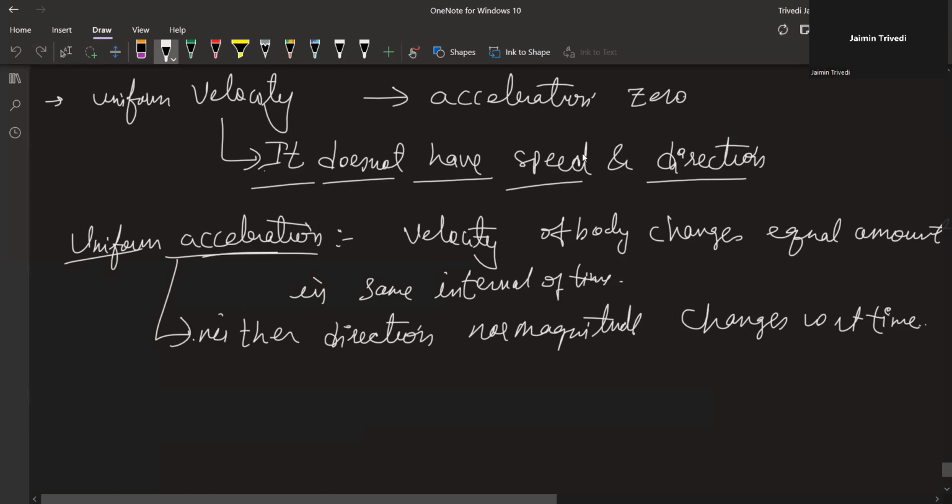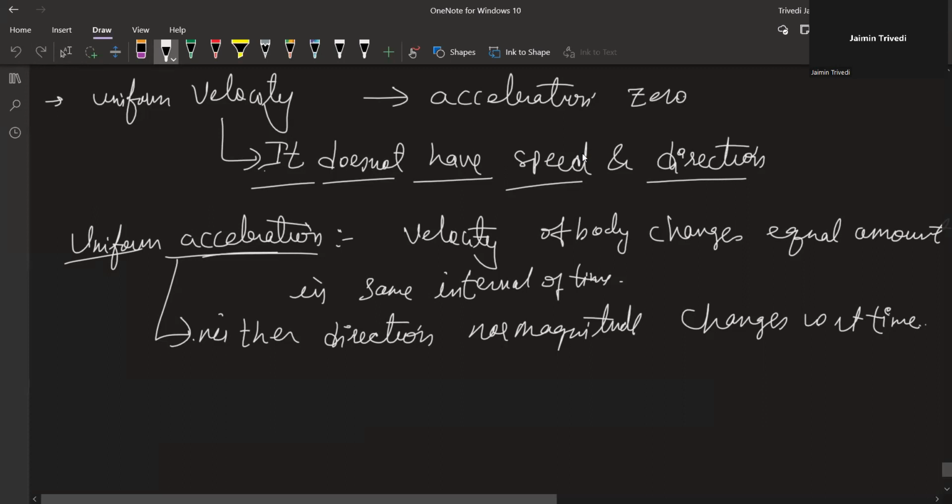So uniform acceleration means it is changing uniformly. The velocity is changing uniformly with respect to time. Now, when we talk about uniform velocity, it is like uniform motion. It's related to uniform motion. It is uniform velocity when the object's position is changing with respect to time.